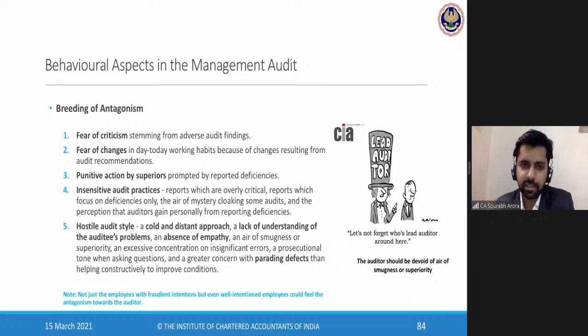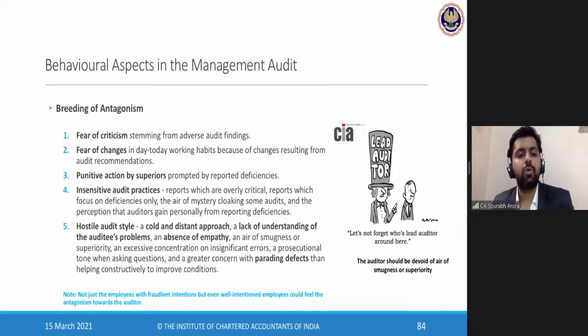Fear of changes that we have discussed, changes in the habits, punitive action by superiors prompted by reported deficiencies, insensitive audit practices. So sometimes even the management auditor or even the auditor becomes insensitive towards the auditee, and this should be avoided at all cost. Reports which are overly critical, reports which focus on deficiencies only, the air of mystery cloaking some audits, and the perception that the auditors gain personally from reporting deficiencies. These perceptions should be dispelled, and you should be sensitive and develop empathy towards the auditee as well.